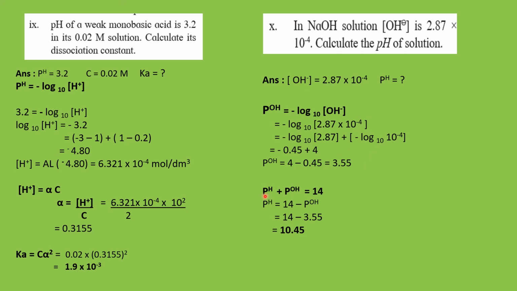Now we know pH plus pOH is equal to 14. Therefore pH is equal to 14 minus pOH, which is equal to 14 minus 3.55, which is equal to 10.45. So the pH of the solution is 10.45.